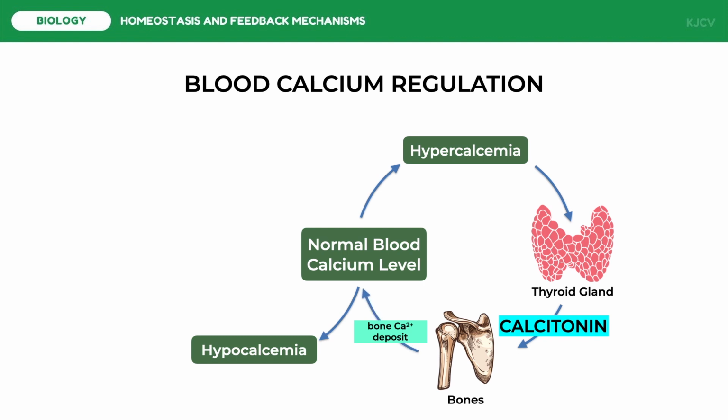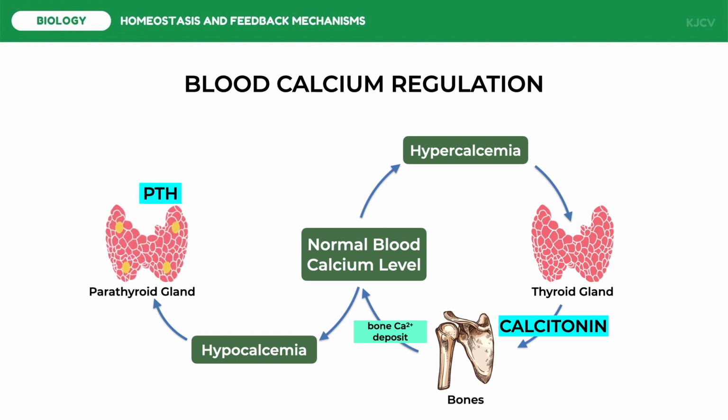Calcitonin will now direct the calcium from the blood to be deposited to the bones, thus decreasing the blood calcium level to normal. On the opposite side of the feedback loop, for hypocalcemia, peripheral receptors will also inform the brain about the decrease in blood calcium levels. The brain will then instruct the parathyroid glands to secrete parathyroid hormone or PTH. Remember that PTH has an antagonizing effect on calcitonin. Thus, PTH will target the bones to stimulate calcium release, thus increasing the blood calcium level to the normal level.